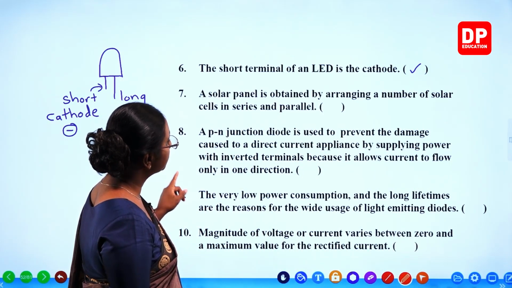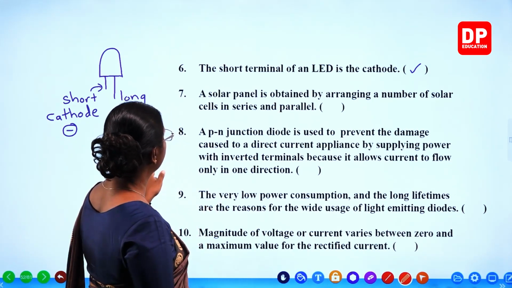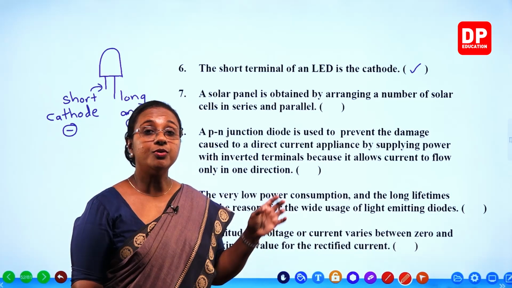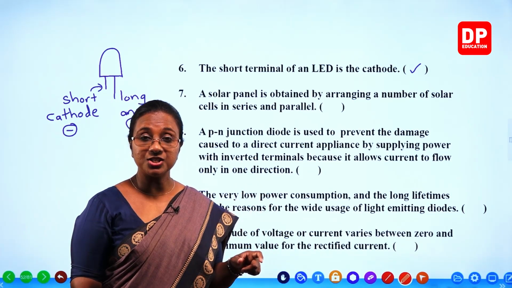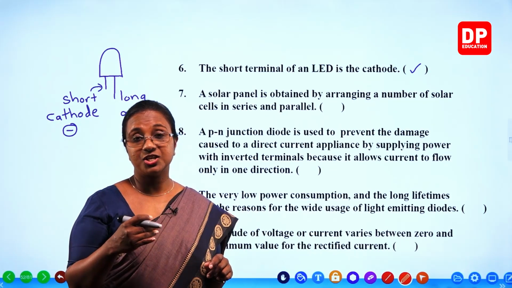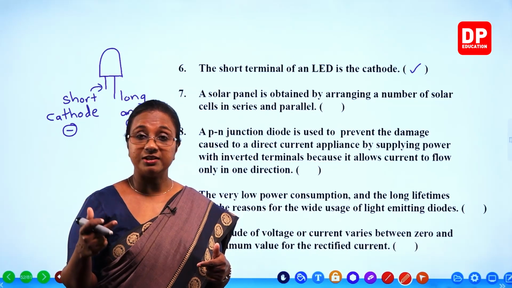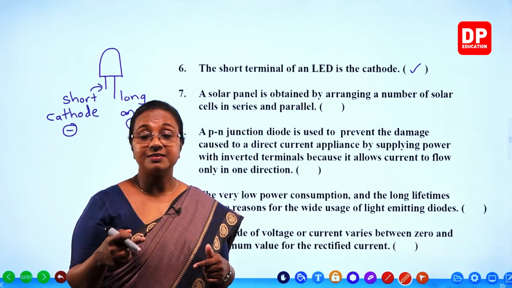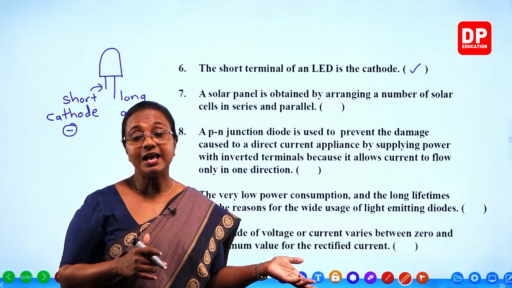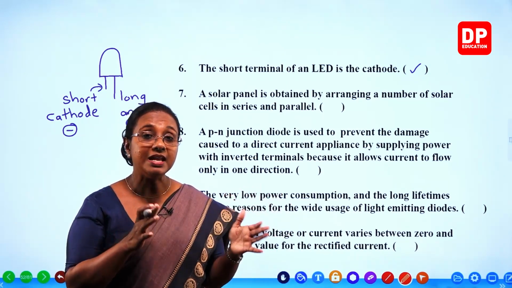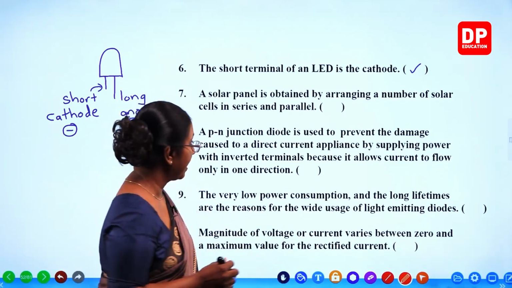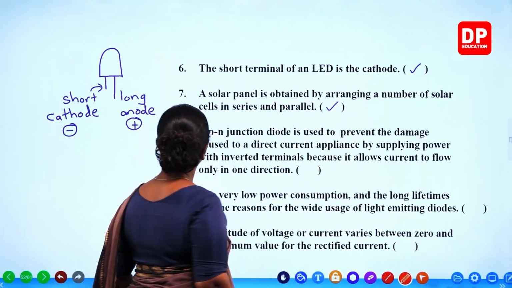Then the seventh one. A solar panel is obtained by arranging a number of solar cells in series and parallel manner. That is also correct. You all know a solar cell is a PN junction where, when the solar energy falls on the PN junction, an electromotive force is generated and due to that electricity is generated. So we use light energy to generate electric energy. When many solar cells are connected in series and parallel, we get the solar panel. So that is also correct.